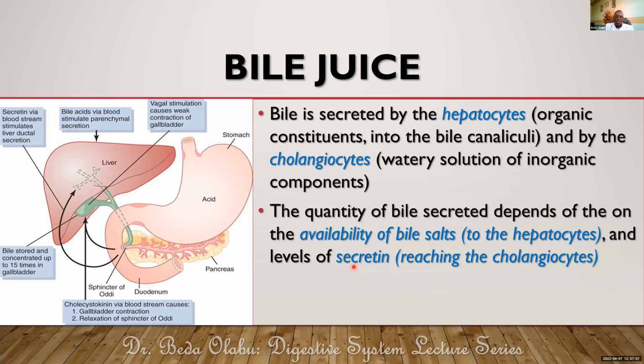Secretin is one of the gut hormones. Secretin acts on the cholangiocytes, and it promotes the secretion of that watery solution that contains inorganic components. The main inorganic component that we're talking about here is bicarbonate. So that bicarbonate-rich solution comes from the cholangiocytes under the stimulation of secretin.